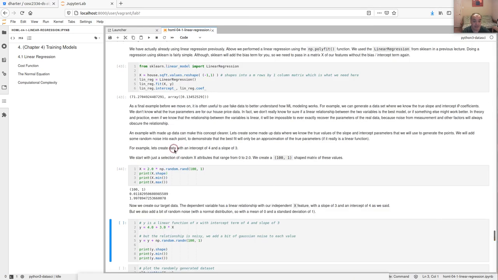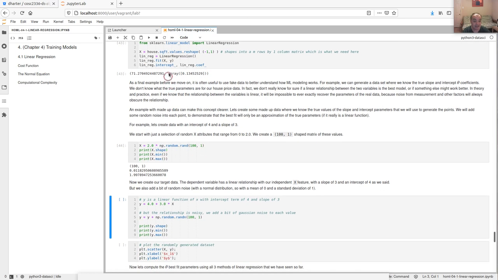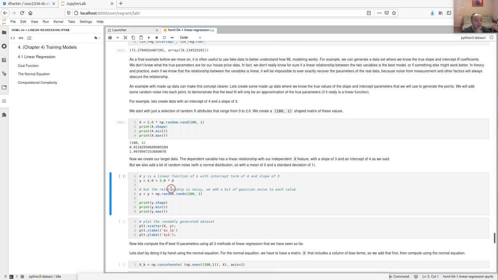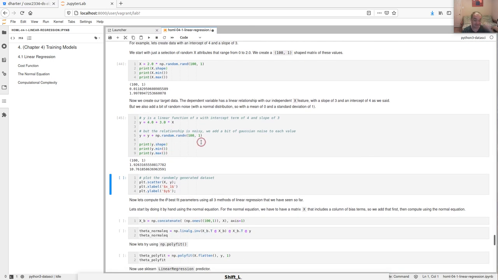So that's what this last part of the section is meant to illustrate. Instead of using data where we don't know the true model, let's create our own data where we actually know the true linear relationship. We're going to generate some data at random that has an intercept of 4 and a slope of 3. To make it a real problem, we're going to add some random noise with a normal distribution.